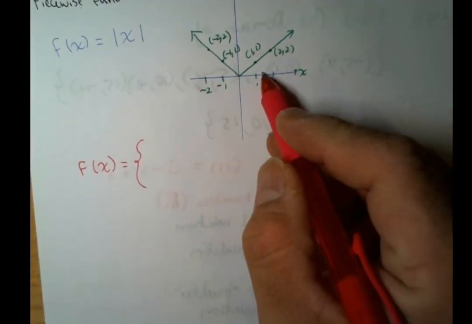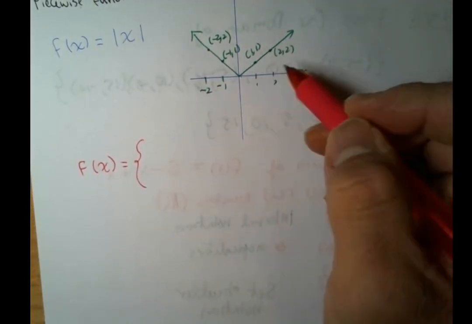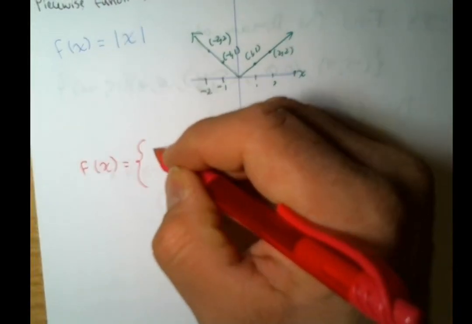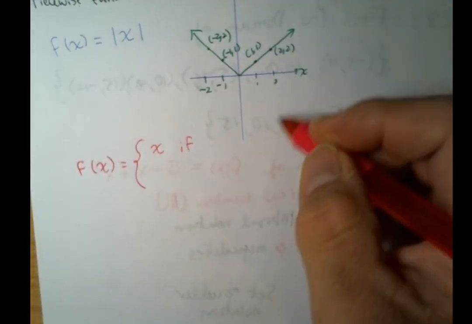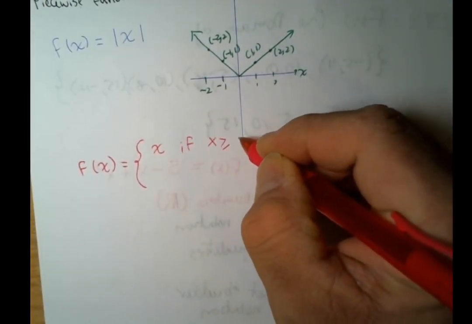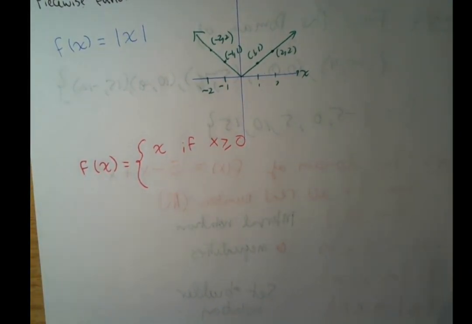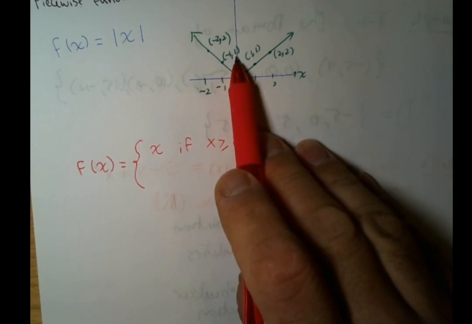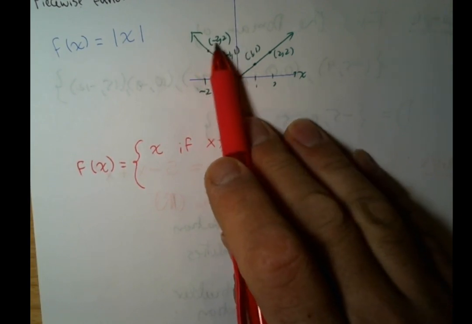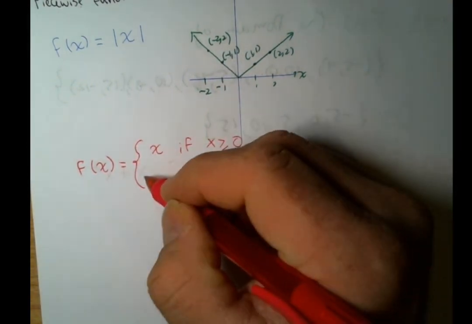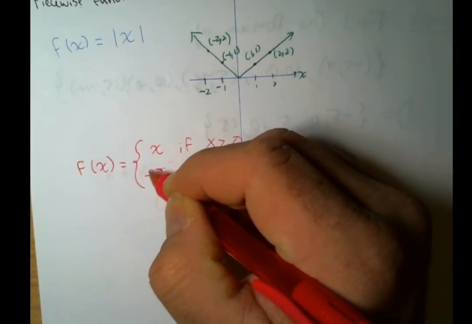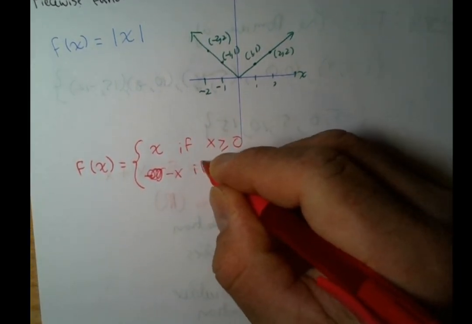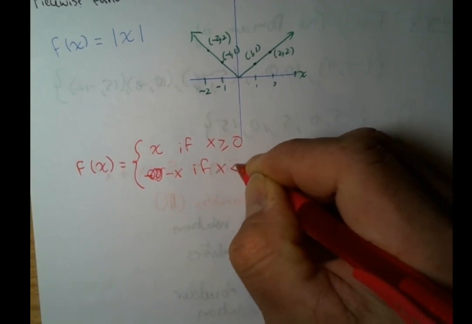The first part, I'm going to look at values that are 0 or positive. In that case, the value of x is simply x. And this is if x is greater than or equal to 0. Now, when we look at the negative values, when I plug in negative 1, I essentially get the opposite. Negative 2, I get 2. So for these values that are negative, I'll just take the opposite, the negative value of x, if x is less than 0.